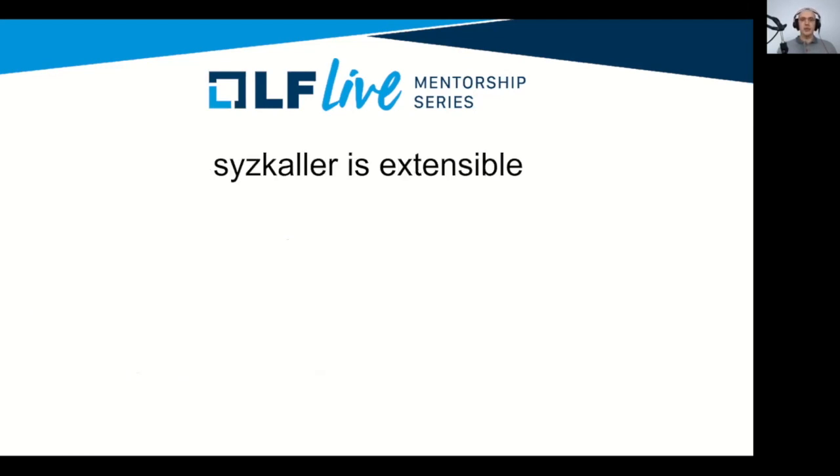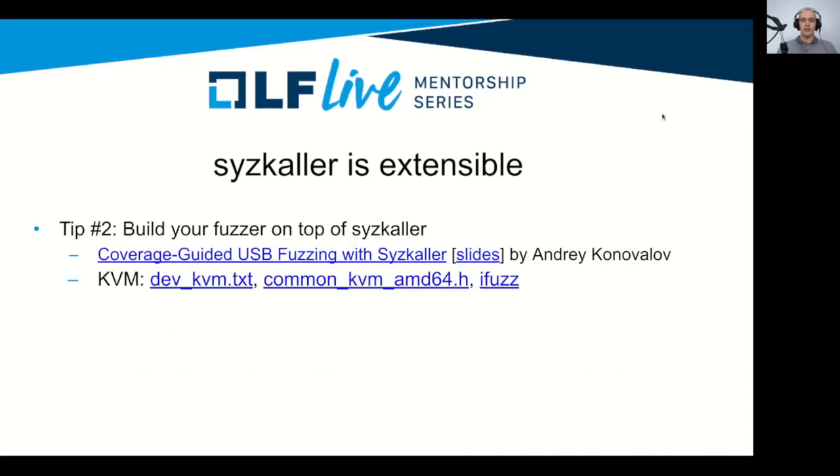Then something that I want to mention is that syzkaller is extensible. You don't have to just use syzkaller as is. First, you can build your fuzzer on top of syzkaller. Regarding the KVM question from before, here are the links to the KVM fuzzer that's built on top of syzkaller. There is a separate package called ifuzz within syzkaller to generate valid x86 instructions. It still suffers from some of the issues that I mentioned, like you still have to generate valid sequences of instructions to go very deep, but it tries to address them in other ways. So just check out these files that I've provided.